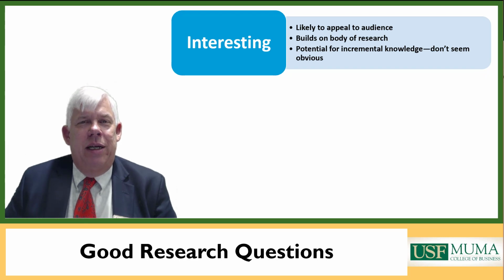If you're dealing with a researcher audience, it's important that whatever your research does builds on a body of research. So you'll normally have a literature review section that will cover that. And what makes things really interesting, and here I'm referring back to a paper written by Davis in 1971, is making incremental contributions to the body of knowledge. And ideally, these questions should not seem obvious. And one way of determining if a question seems obvious or not is negate it and see if anyone would be interested in the answer to that question.